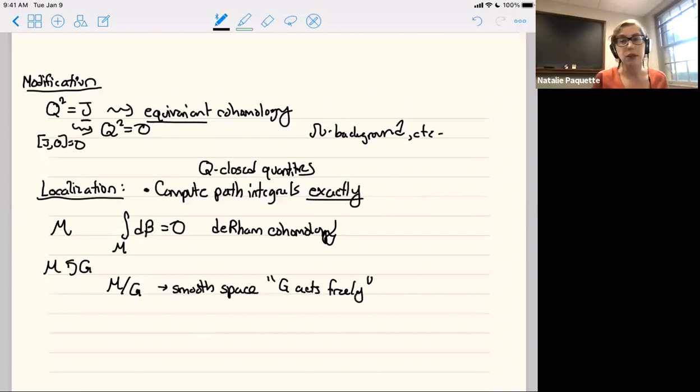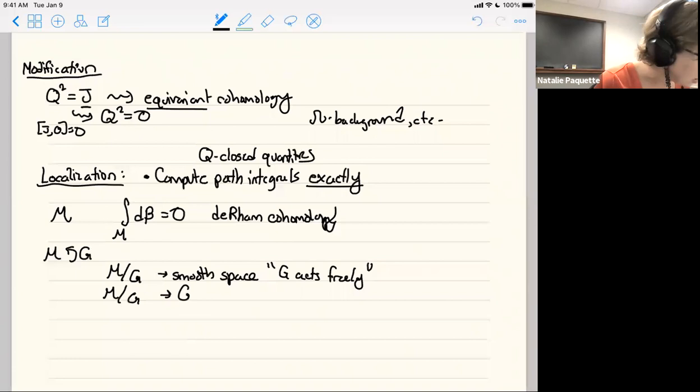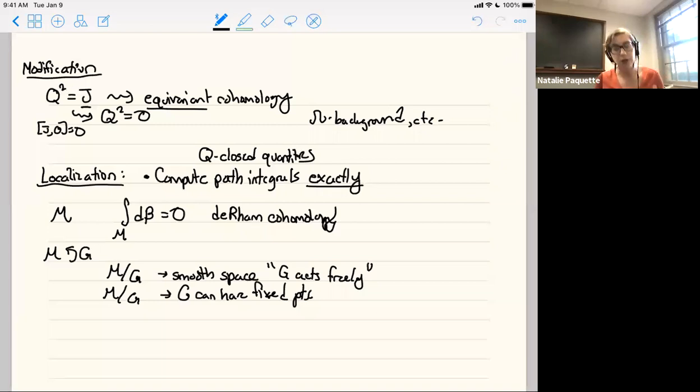But there are some spaces that might have fixed points. So G can have fixed points, and that leads in general to singular spaces over which to integrate. And one has to modify the notion of cohomology such that when one is working in the smooth case, your generalization will reproduce de Rham cohomology again, but extends that notion such that I can actually integrate things in this more general situation. And that's what equivariant cohomology does. So it modifies the de Rham differential to some kind of equivariant differential.